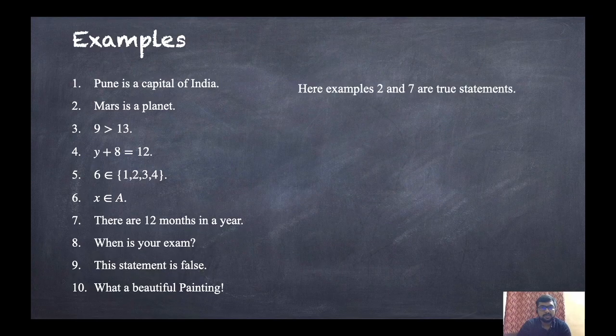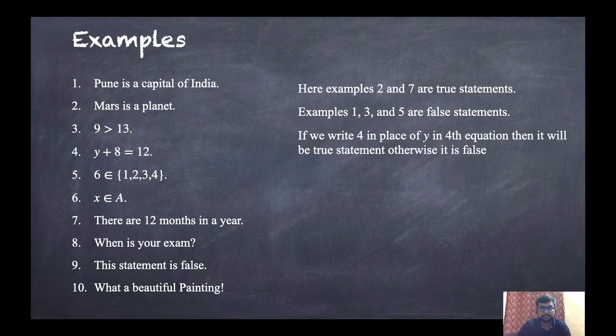Now, the second and seventh are true statements. Yes, Mars is a planet, and seventh, there are 12 months in a year. So these both are true statements. Now, first, third, and fifth. First, we already discussed, it is a false statement. Third, we already discussed, it is a false statement. And the fifth one is also a false statement because 6 does not belong to the given set.